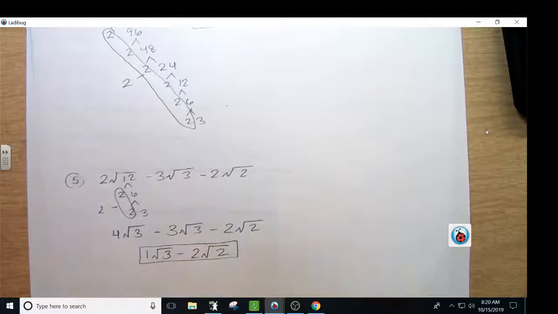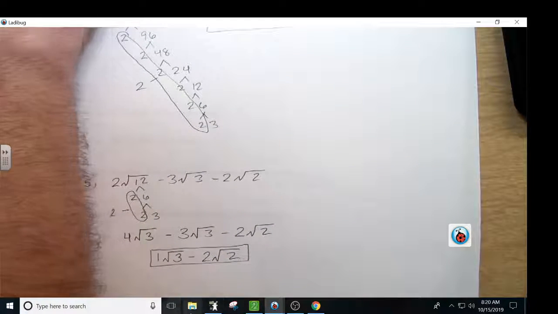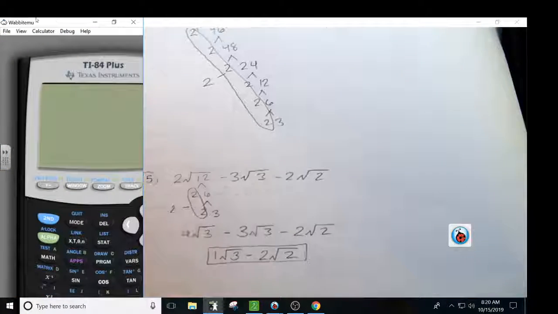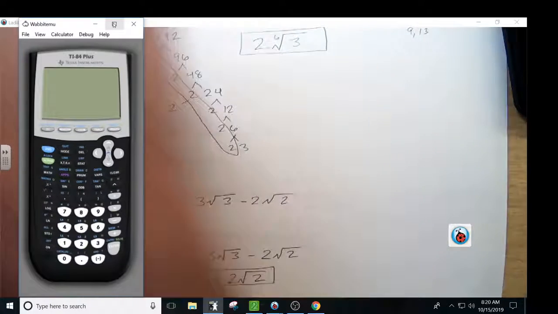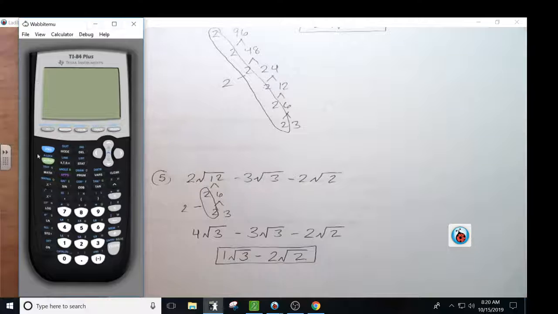Does anybody want me to show them how to check these in the calculator? I think it'd be a good idea. All right. Now, guys, what you're going to get is a decimal number.